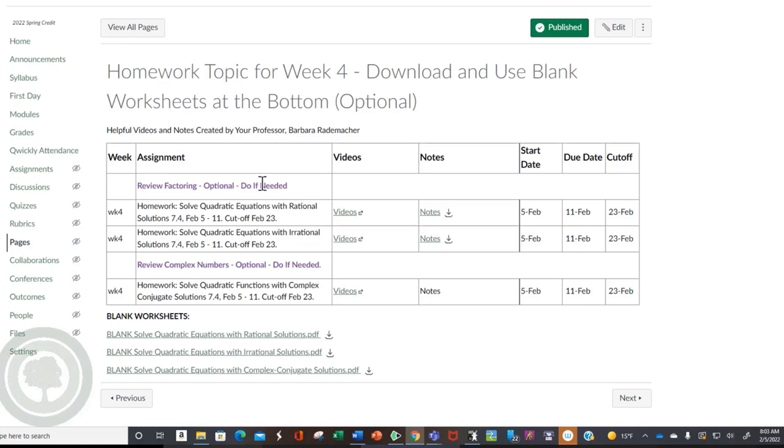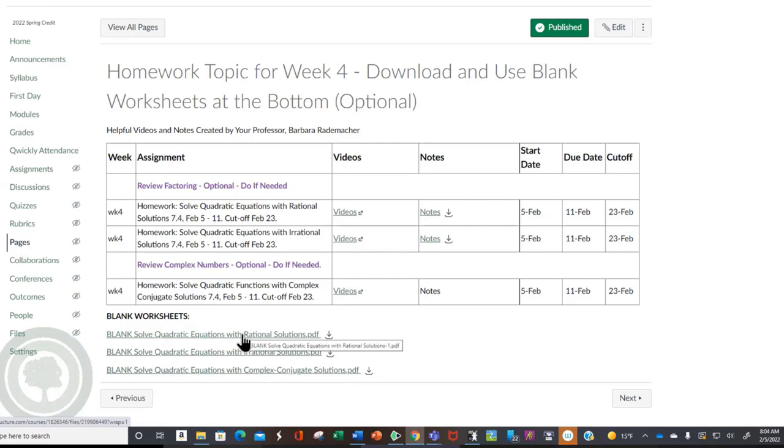I'm going to be uploading reviews of factoring that you can look at and work with if you need to, but it's optional. And I'm going to be uploading a review of complex numbers. It's optional, you don't need to do it, but if you need to, that's fine. Something else that's optional is if you have a printer at home, you might find it easier to go ahead and print off these three blank documents. At least they're supposed to be blank.